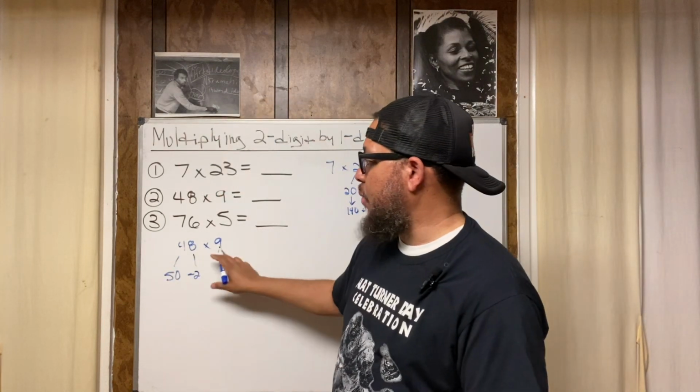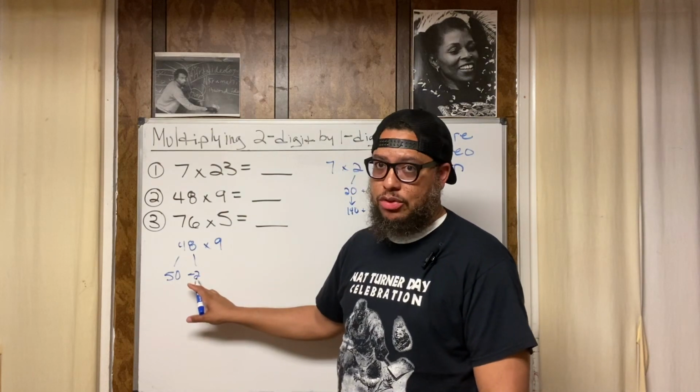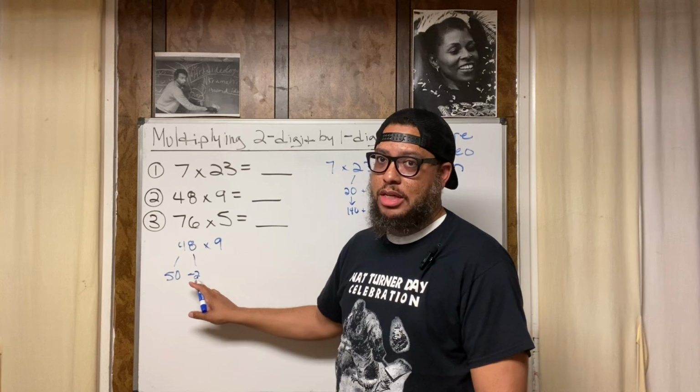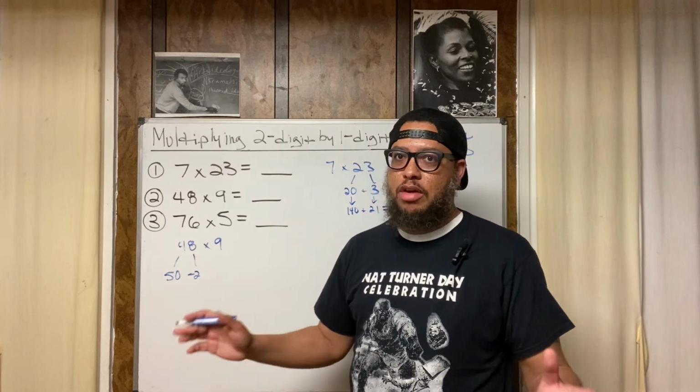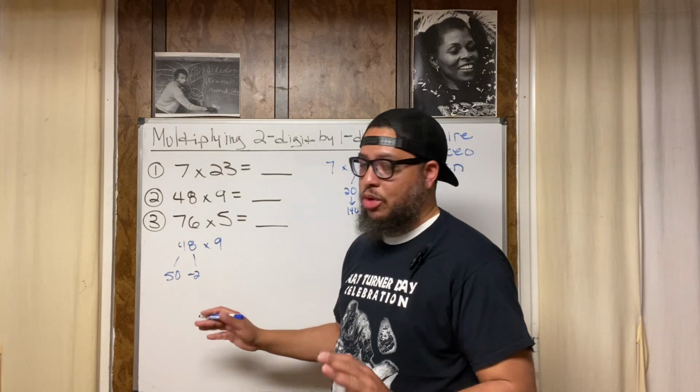Now, 50 minus 2. Now we're going to distribute the 9 to the 50, distribute the 9 to the negative 2, because there's a minus sign in front of the 2. There's a negative 2. Don't be uncomfortable if you never worked with negative numbers before. I'm going to explain with that how you work with those too.